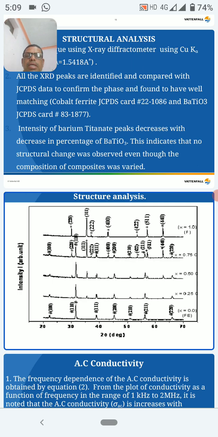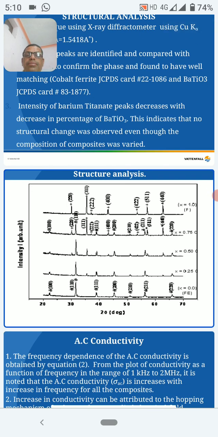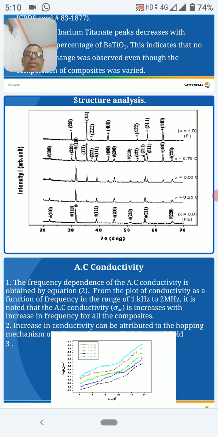This XRD pattern shows the ferrite, the ferroelectric, and their composites. From this it is also noticed that as the ferrite content in the composite goes on decreasing, which means the ferroelectric content goes on increasing, their intensity in the XRD patterns goes on increasing. It shows that both phases are present in this composite separately, and no structural changes are observed.